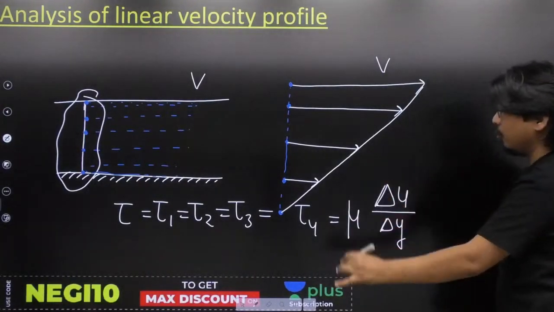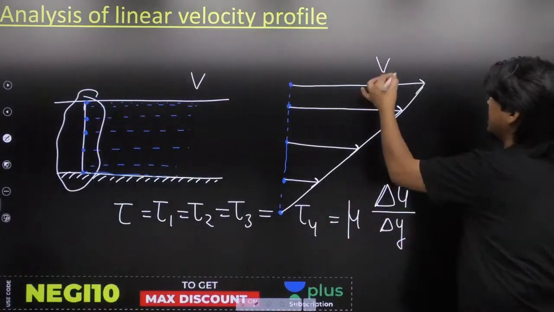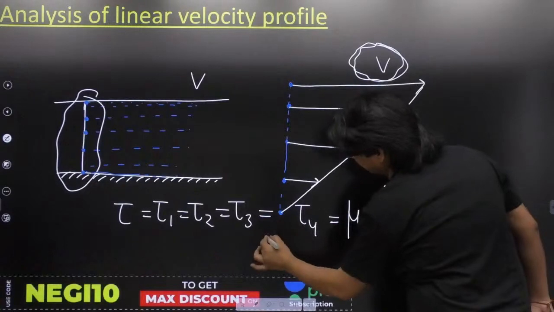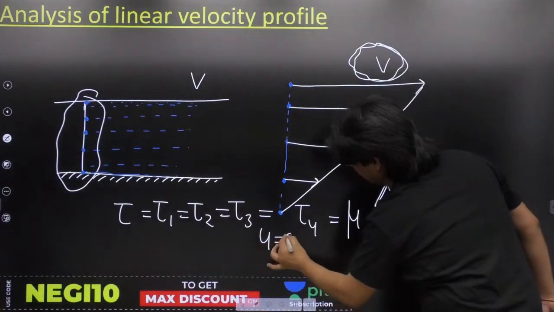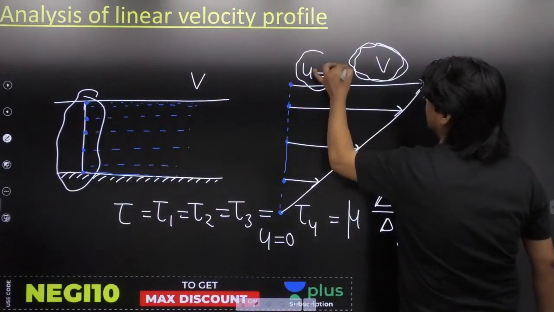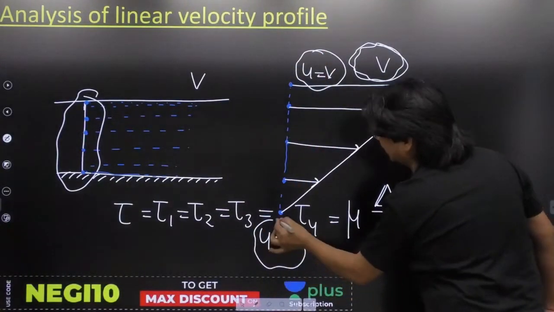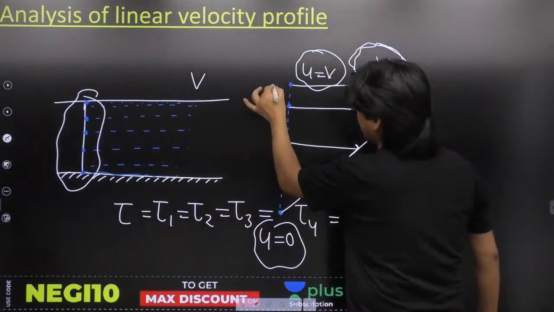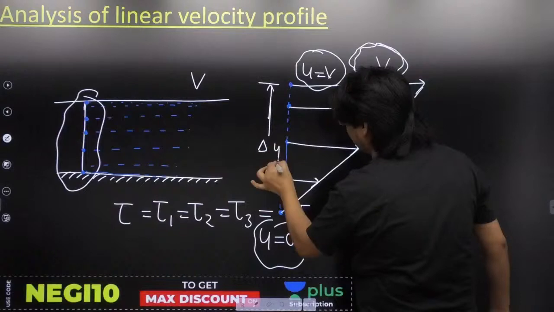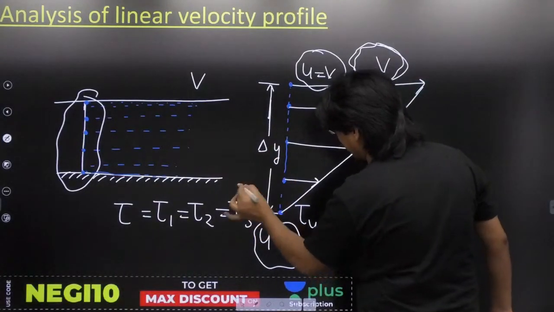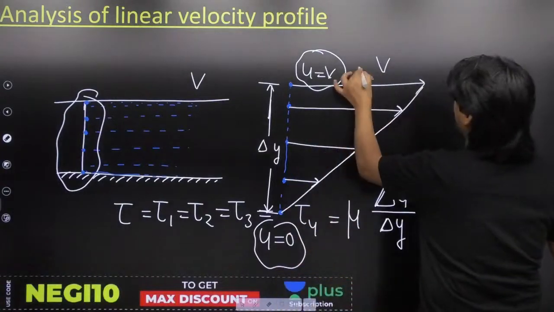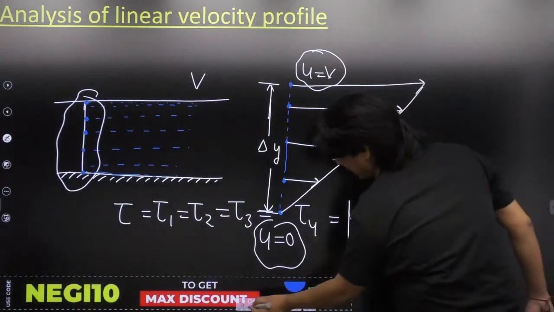What is delta U? Delta U is the relative velocity. Here, this velocity minus this velocity. Here U is 0. Here U is V. So basically this velocity minus this velocity, divided by the distance between them. This is basically delta Y. I hope you are able to recollect. Are you able to recollect? Type in the chat box.